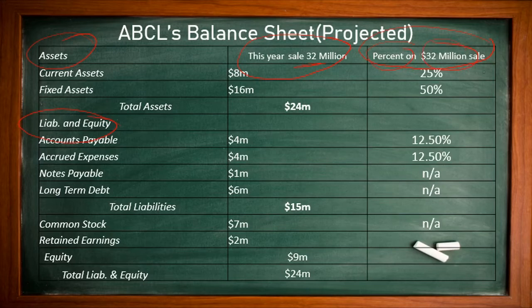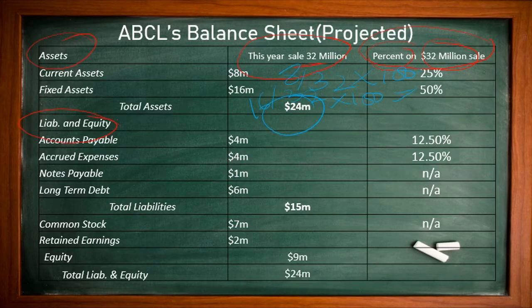First, we have current assets of 8 million. We can calculate the percentage of 8 million on the basis of 32 million sale. Here we will use the formula 8 million divided by 32 million multiplied by 100. It becomes 25%. Same as when we find out the fixed assets percentage on sale: 16 million divided by 32 million multiplied by 100. It becomes 50%. Total assets is mentioned here as 24 million.